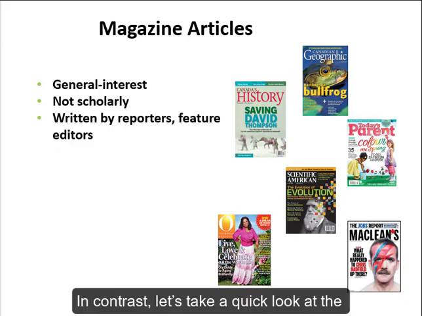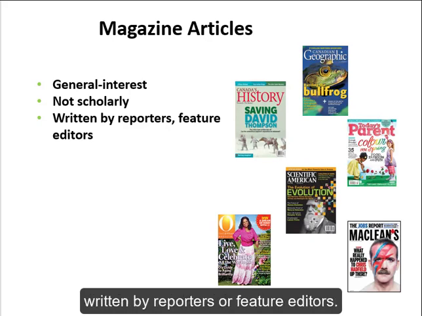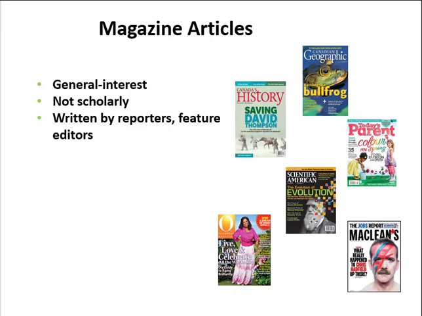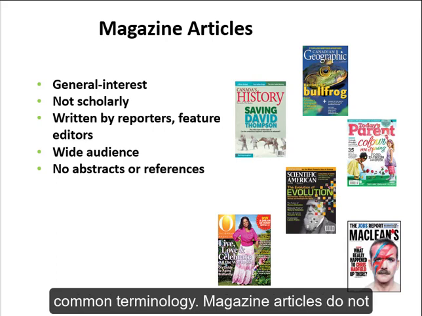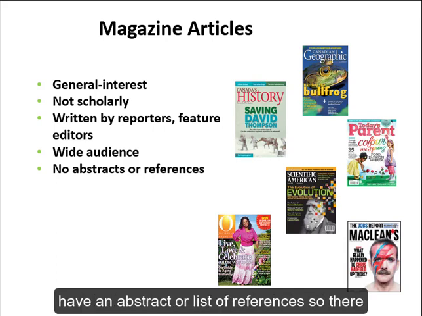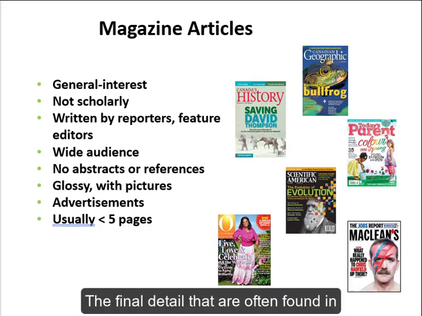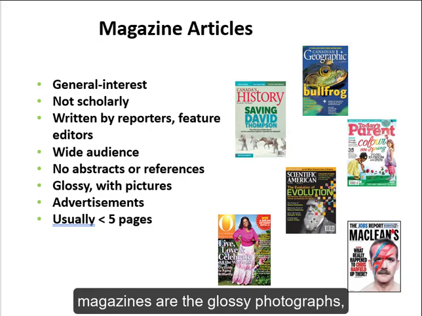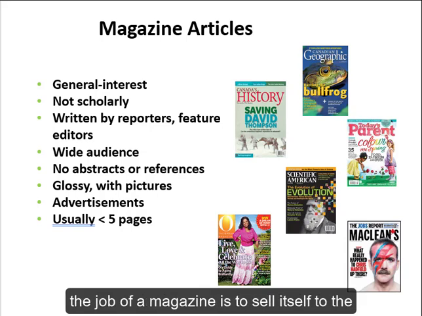In contrast, let's take a quick look at the details of magazine articles. They are usually written by reporters or feature editors. They are focused toward the general audience, and the language used often includes slang or common terminology. Magazine articles do not have an abstract or a list of references, so there is often no way to check sources or to avoid bias within the article. The final detail that is often found in magazines are the glossy photographs, pictures, and of course, advertising. After all, the job of the magazine is to sell itself to the general public.